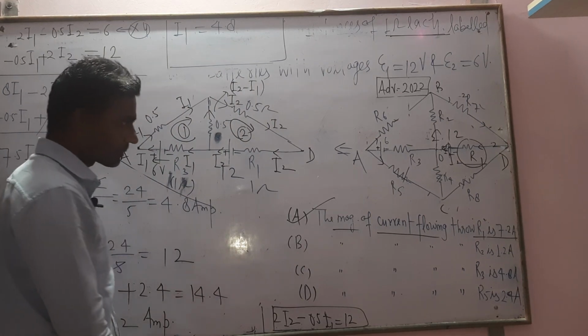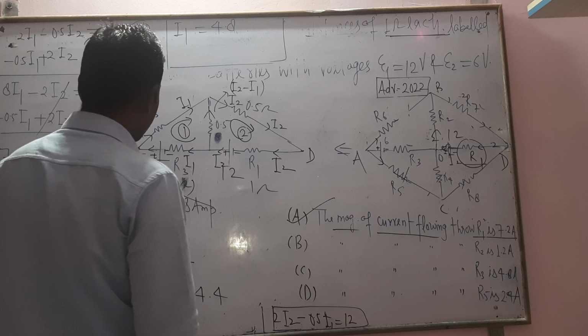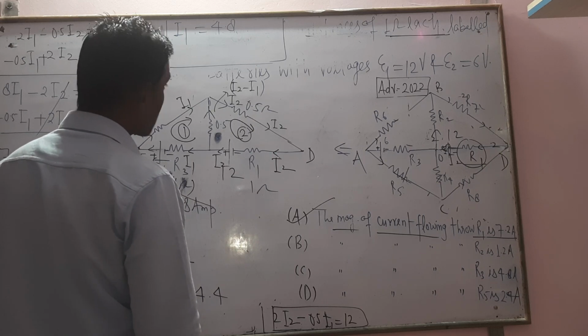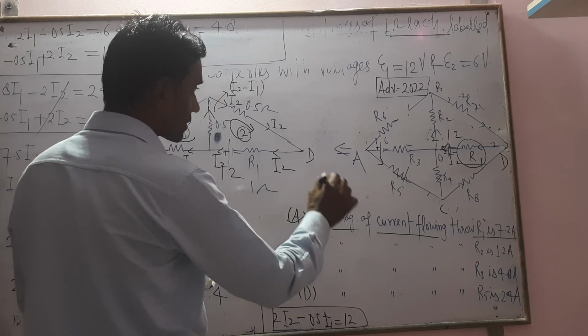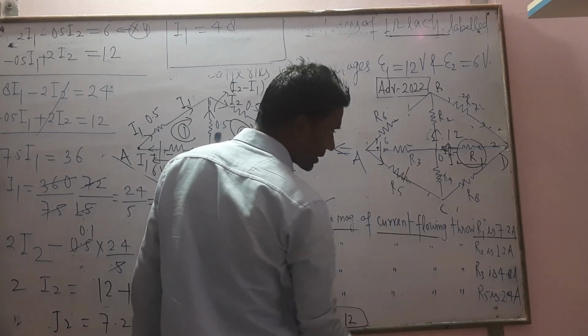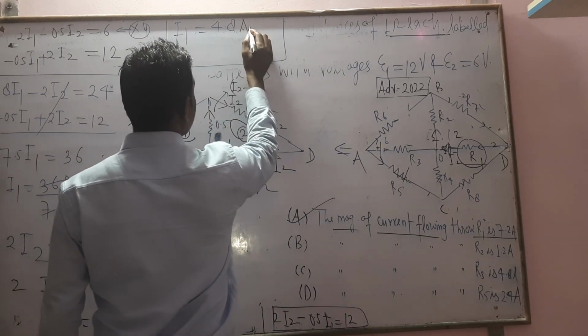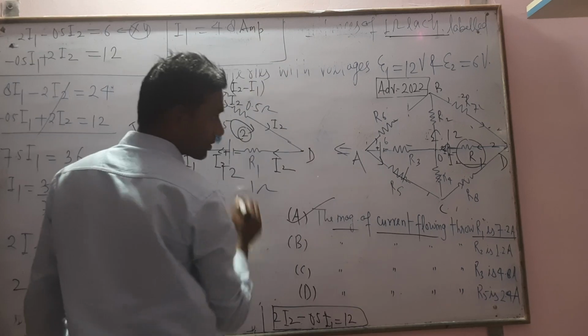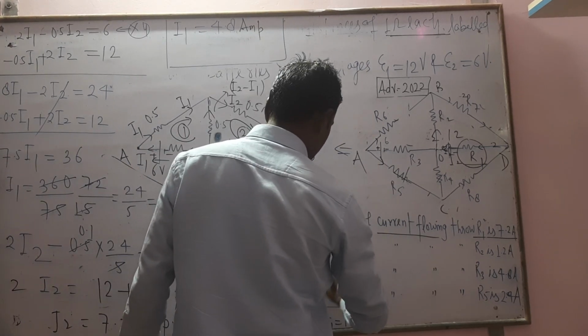Okay, next point. R2. R2 is this. And I1 in the R3 resistance: I1 equals 4.8. Okay, A is correct and R3 is correct.